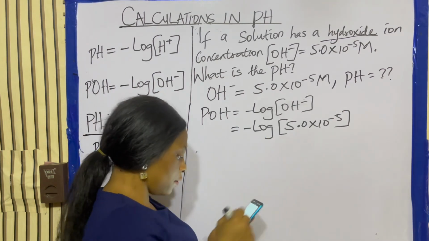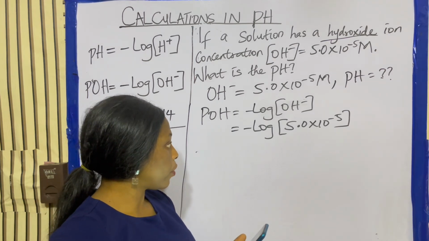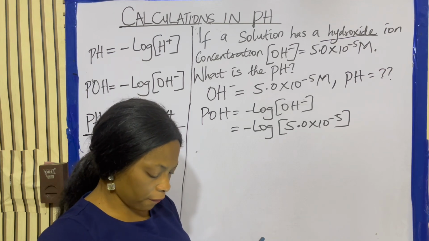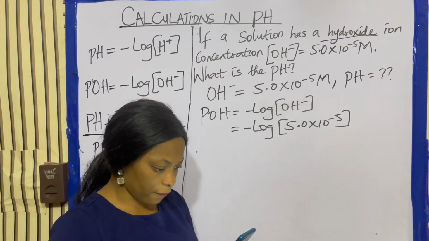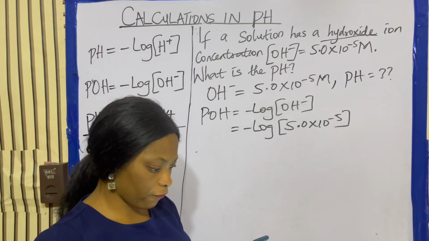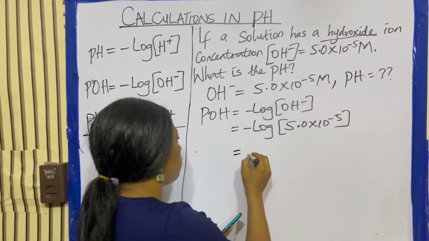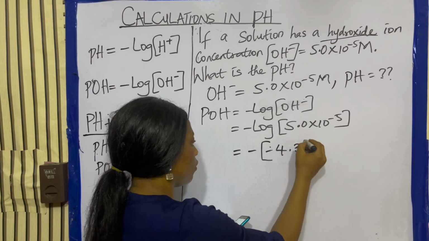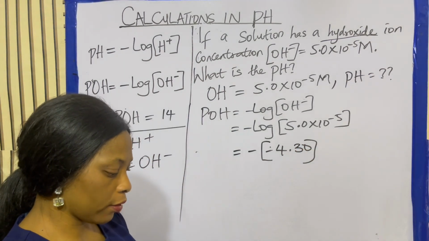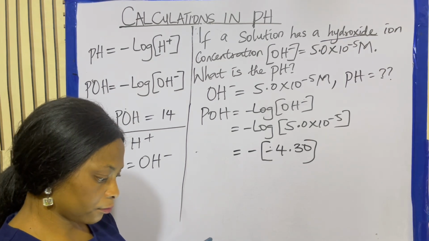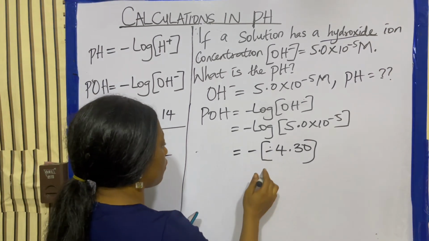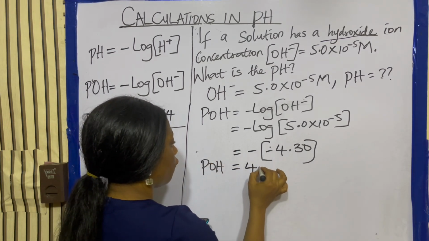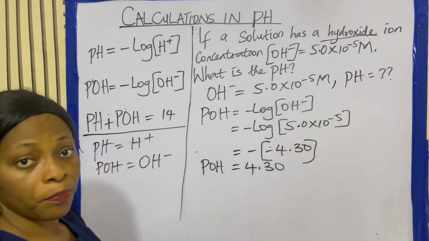To find the logarithm of this, you press log of 5.05 times 10 raised to power minus 5, and we have it to be minus 4.30. Now, this minus times minus is going to give us what? pOH is equal to minus times minus, which is plus 4.30. So this is our pOH.